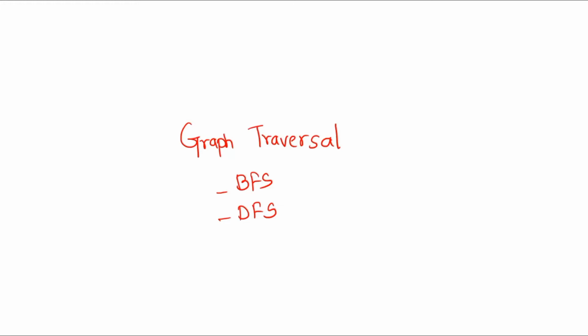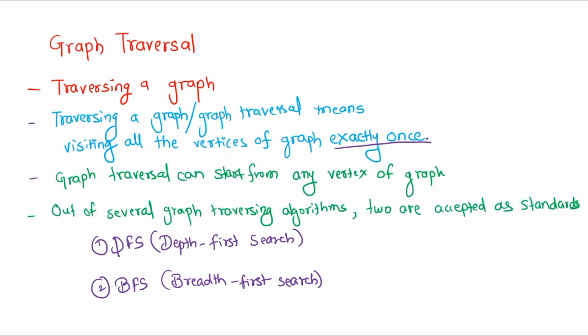In this video, we're going to learn about depth first search, graph traversal with an example of an informal algorithm. What is graph traversal? Traversing a graph means visiting each and every vertex of the graph exactly once. Your graph traversal can start from any vertex of the graph. Out of several graph traversing algorithms, two algorithms are mostly accepted as a standard. These are DFS, depth first search traversal, and second is BFS, that is breadth first search traversal.